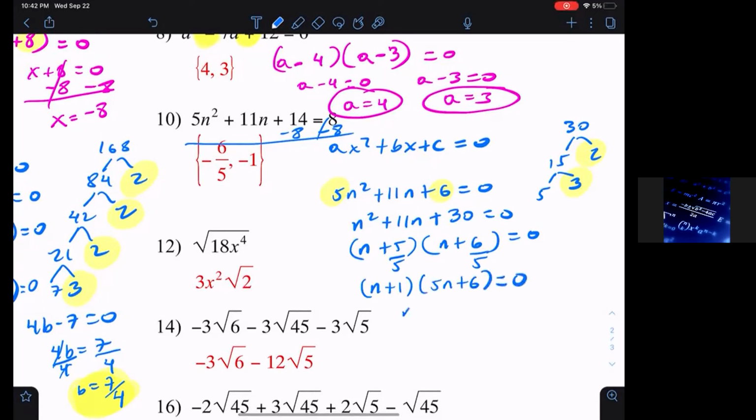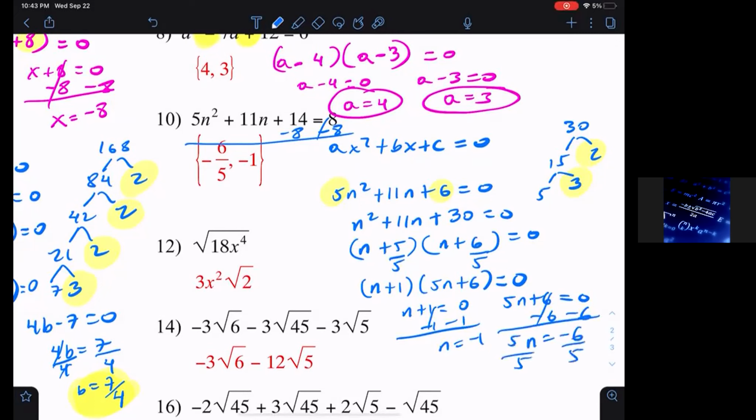You solve for that. n plus 1 equals 0, and 5n plus 6 equals 0. So n equals negative 1. And then you need to solve for this one. So this is going to be negative 6, and 5n equals negative 6. Divide by 5, and you get negative 6/5, right? That's how you do that. Okay? Not too difficult.